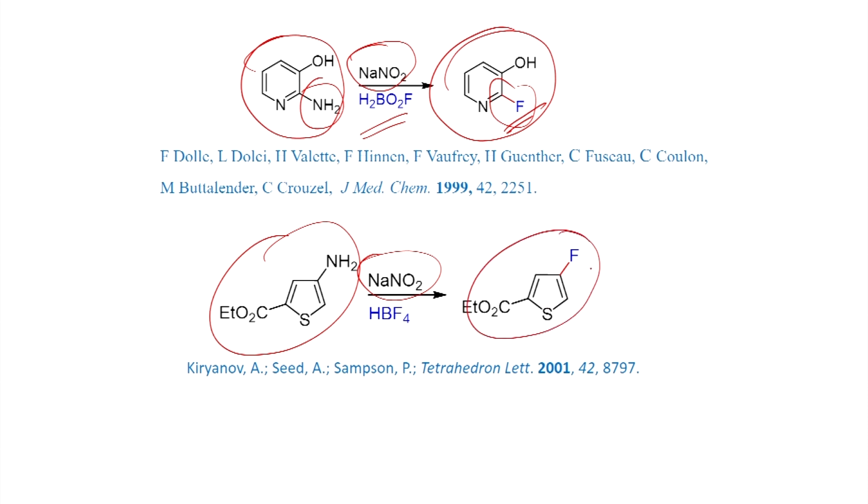So, if you have aniline substrates or aromatic amines, you can make the diazonium salt with HNO2 in the presence of tetrafluoroborate. You can make the corresponding salt. Once you have the salt, when you heat it, you can get the corresponding fluoro derivative.